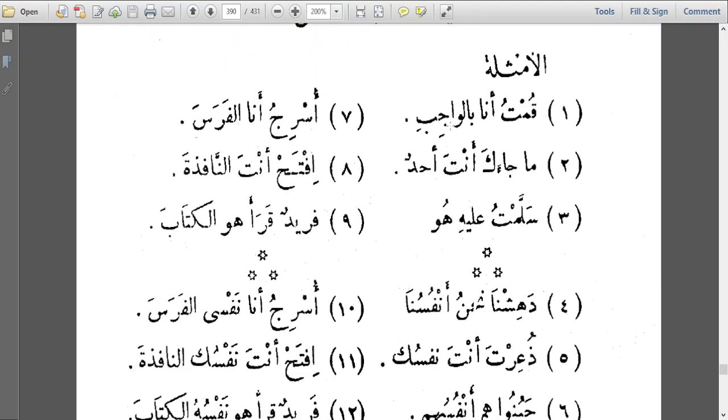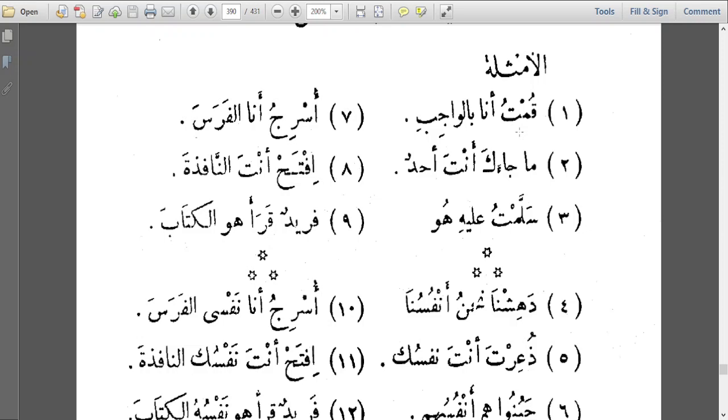Let's go. He says, kumtu ana bil-wajib. I did the assignment myself. So the ana here, don't mistake it to be fa'il. The fa'il is what? Tu. The dhamir ta here is the fa'il.